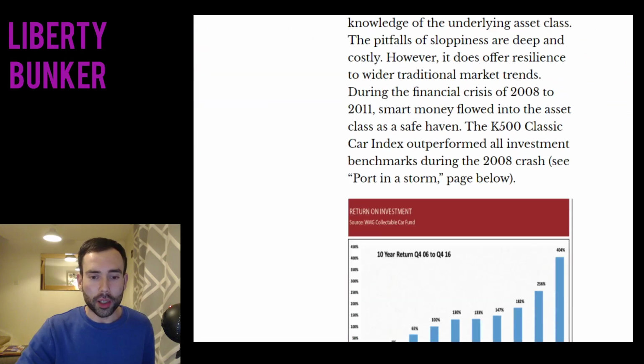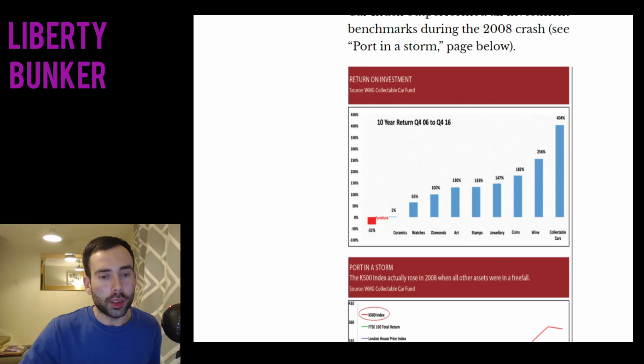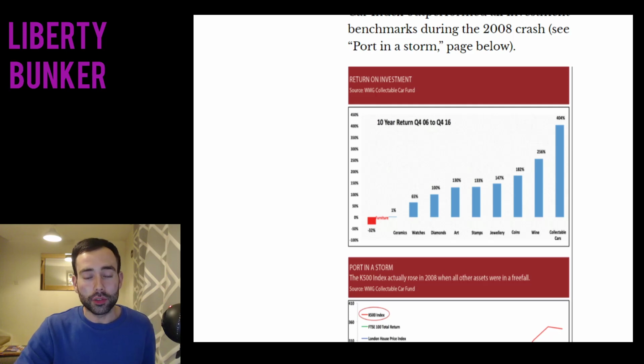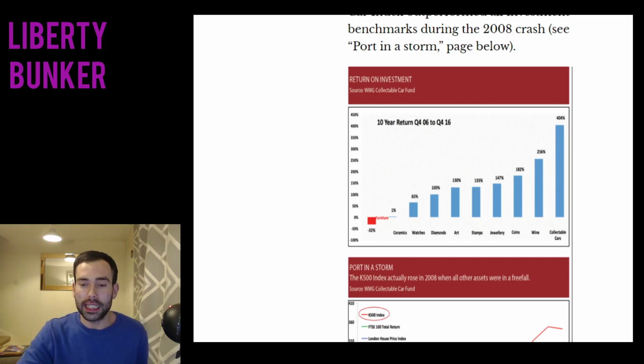So, classic car market. You'll have to bear with me, the graph's a little bit small on this one. This graph shows return on investment. To the extreme right, we have collectible cars. This data is from 2006 to 2016, so over one decade, 10 years. If you were in this classic car, collectible car fund, 404% return over 10 years.